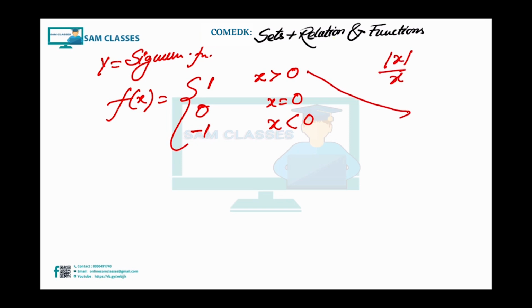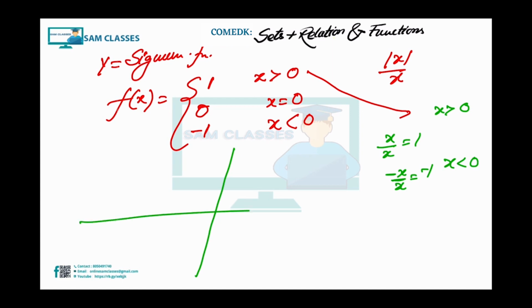Now, when x is greater than 0, what happens? Mod x will open as x, so x by x will be 1. When x is less than 0, mod x will open as what? Minus x. Correct. So minus x by x is equal to minus 1. And for 0, they define it as 0. So what will be the graph? For 0, it is 0, students.